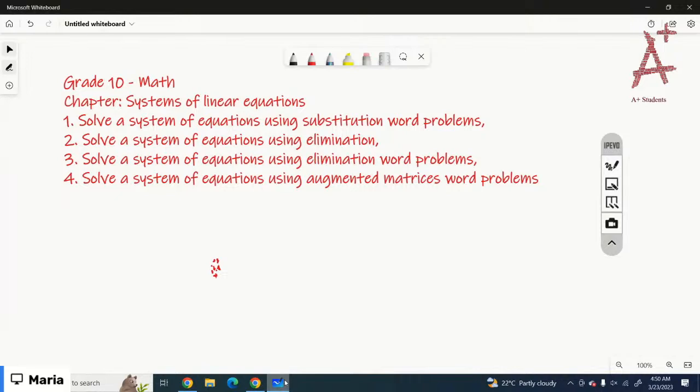So we're going to start with grade 10 maths. You can find all the lessons on aplusstudents.com. You have to log in there using your email address, and the password is provided by the administrator.